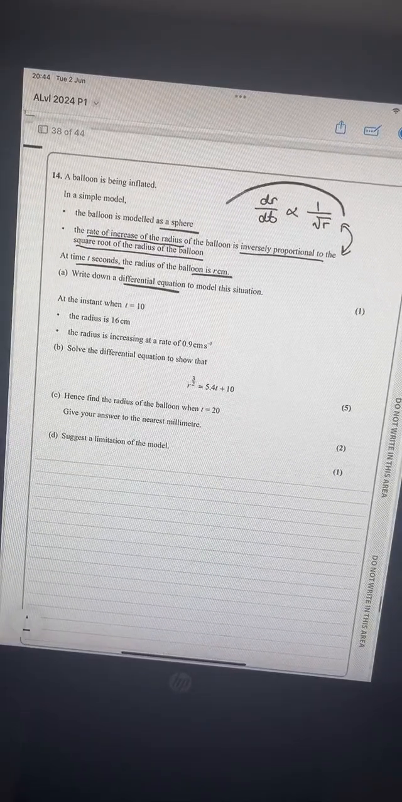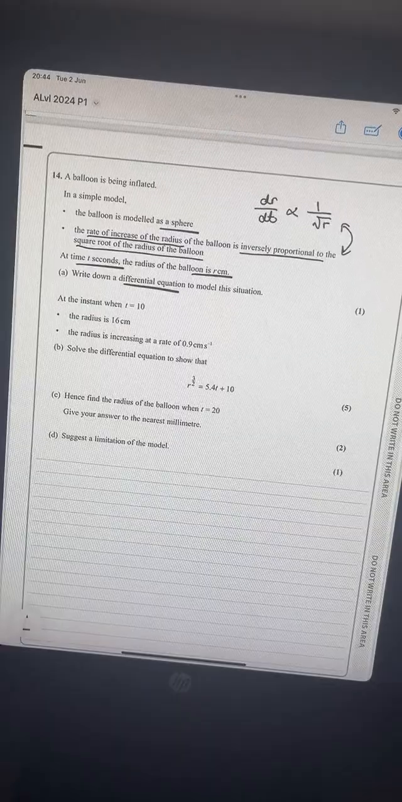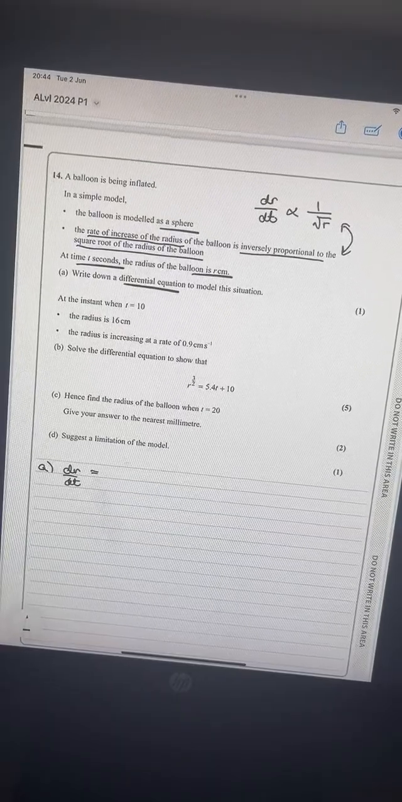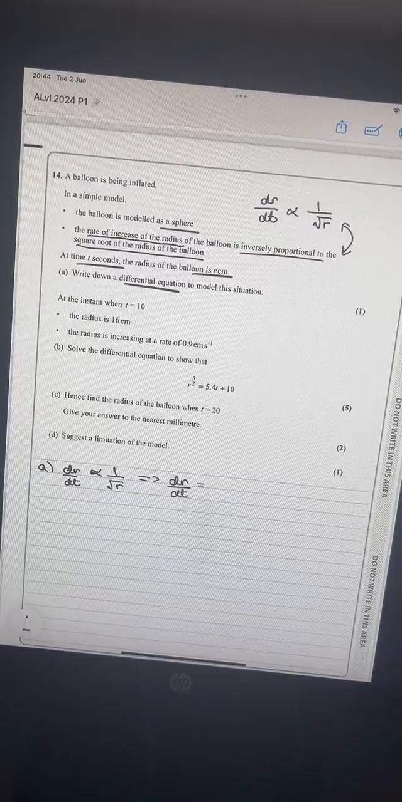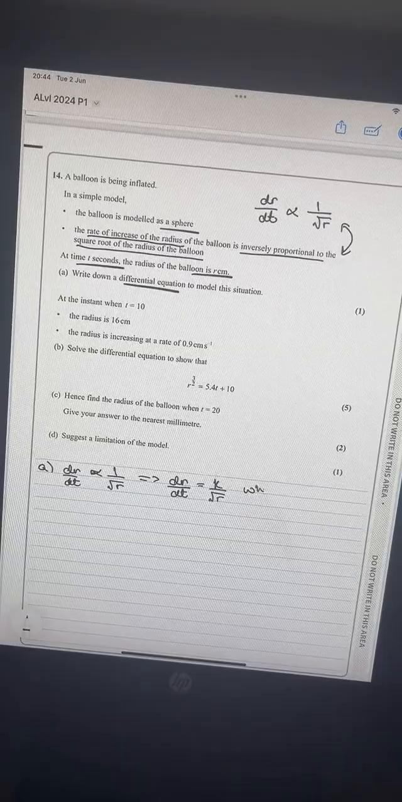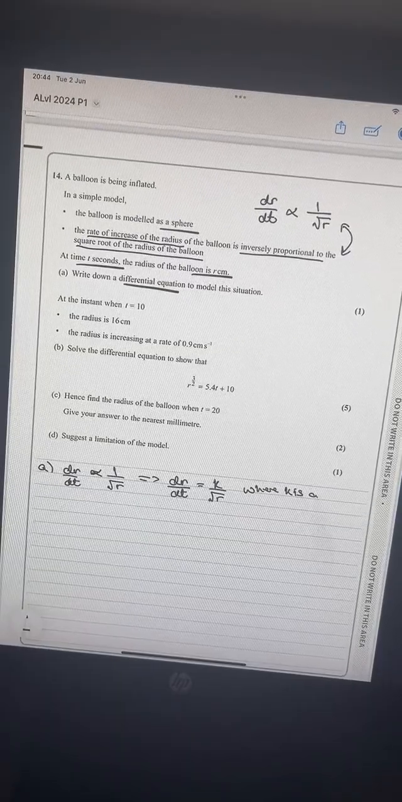Well, we're almost there. We've done literally step 1. So for part A, we have dr by dt is proportional to 1 over square root of r. So we have that dr by dt is equal to k over square root of r, where k is a constant.